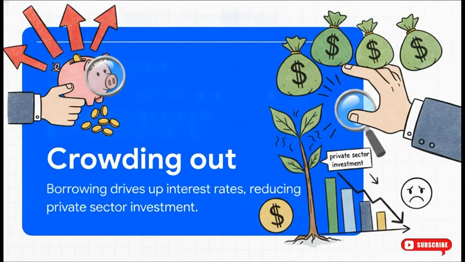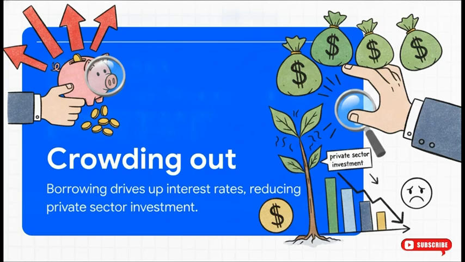Now, running deficits for a little while is normal, but running persistent, massive deficits can actually trigger a really critical side effect known as crowding out. Here's how it works. When the government needs to borrow huge amounts of money to cover its deficit, it creates massive demand in the financial markets. Naturally, that huge demand drives up interest rates across the wider economy.